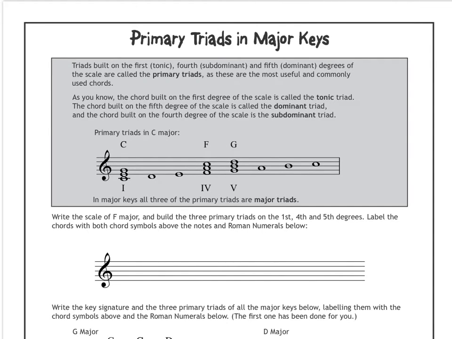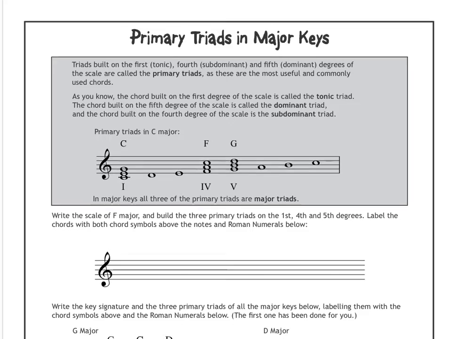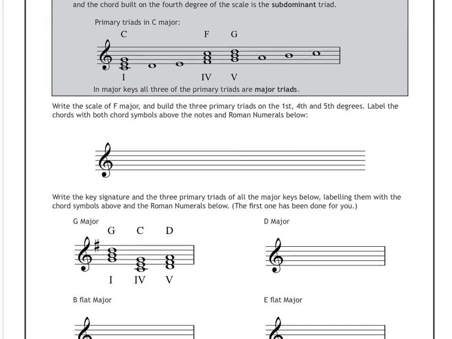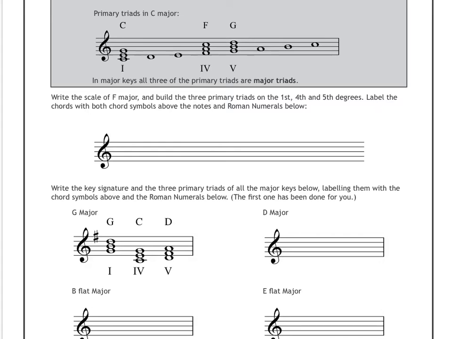Okay, so knowing that information, you should be able to complete the rest of this worksheet. The next little exercise asks you to write the scale of F major, build the three primary triads on the first, fourth, and fifth degrees, and label the chords with both chord symbols above the notes and Roman numerals below. So essentially what you're doing is taking this example in C major and recreating it exactly for the key of F major. That's all you need to do, is do the same thing for F major.